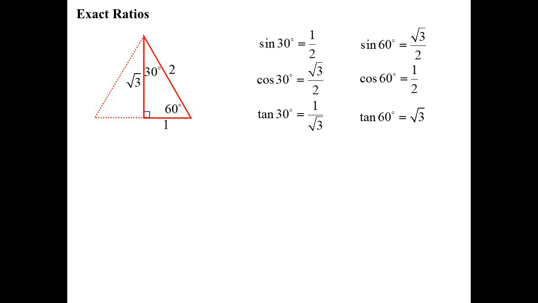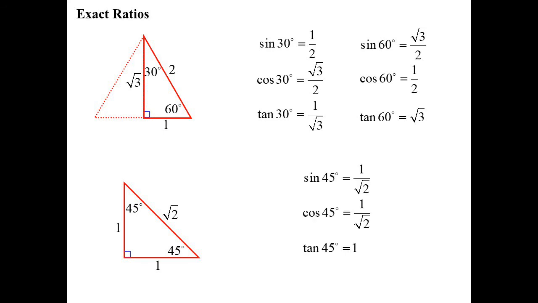And tan of 60 is root 3. The other one we have is 45 degrees. So to do that, I create the right-angled isosceles triangle. I'll make the sides 1 to make life easy. Hypotenuse is root 2, so we can read off that one. Sine of 45 is 1 on root 2. Cos of 45 is 1 on root 2. Tan of 45 is 1.